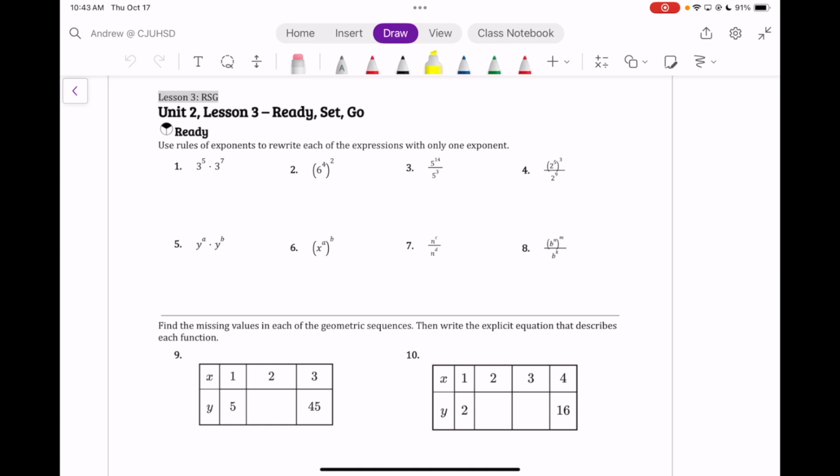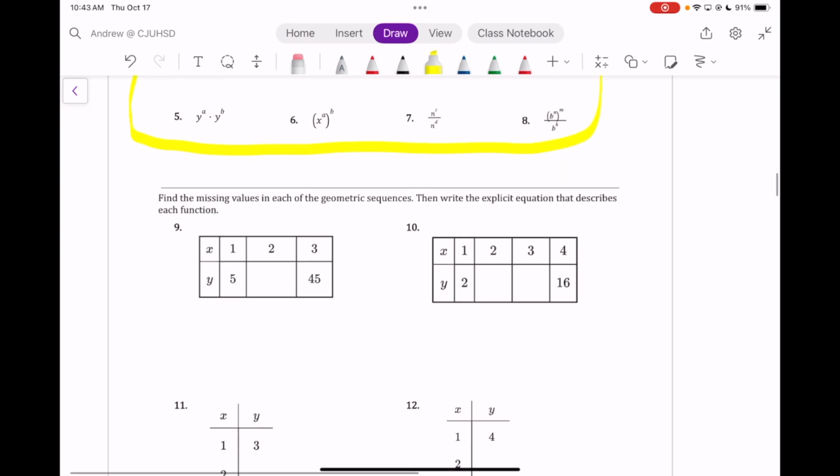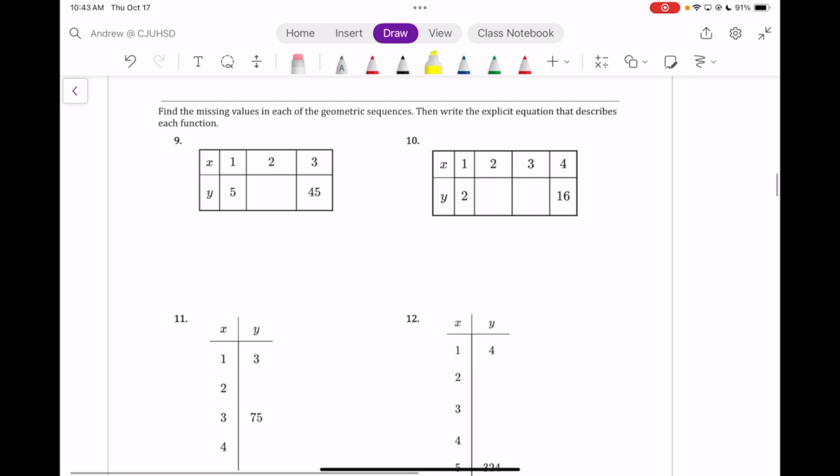Well, since we've done these exponent problems already in a worksheet, I'm going to skip those for now. Let's return to this idea of finding the missing spots in a geometric sequence.